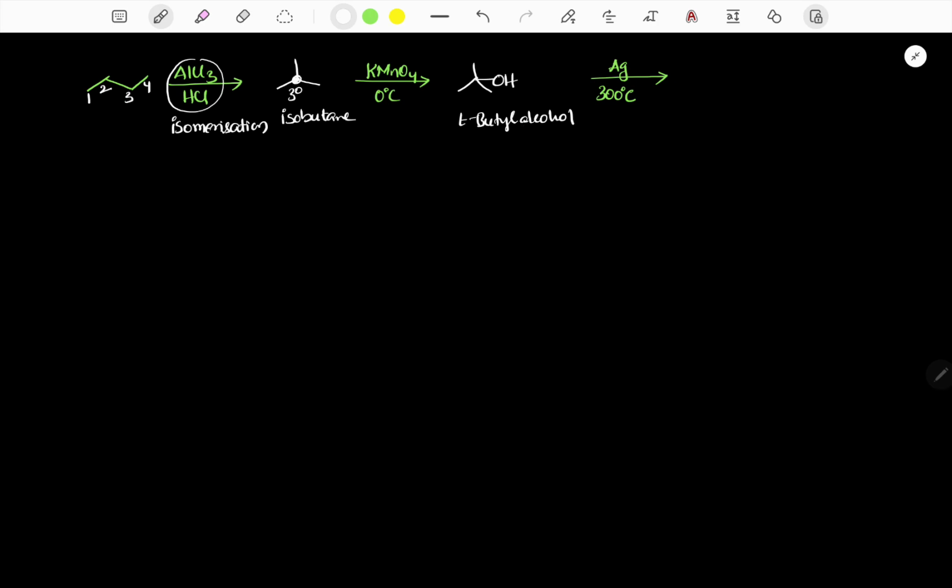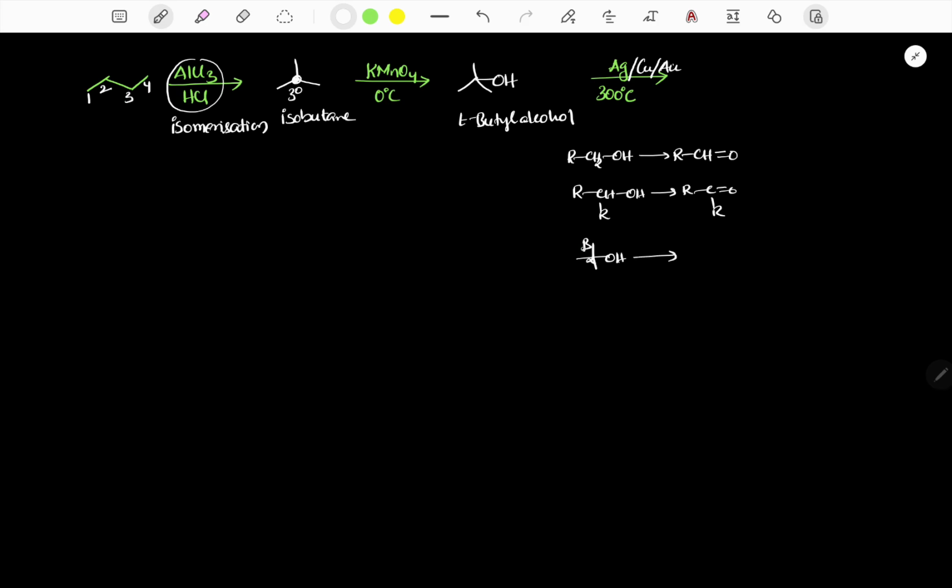Now the tertiary butyl alcohol is treated with silver and heat at 300 degrees Celsius. Not only silver, we can also use copper and we can also use gold. And we know that primary alcohol undergoes oxidation and gives aldehyde in the presence of these reagents. Secondary alcohol undergoes oxidation and gives the corresponding ketone.